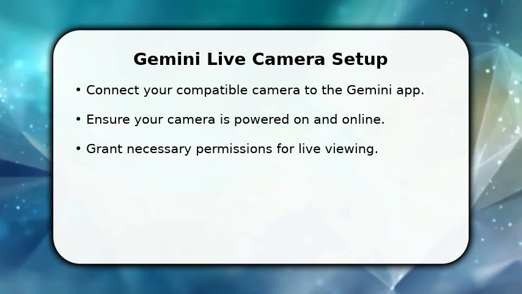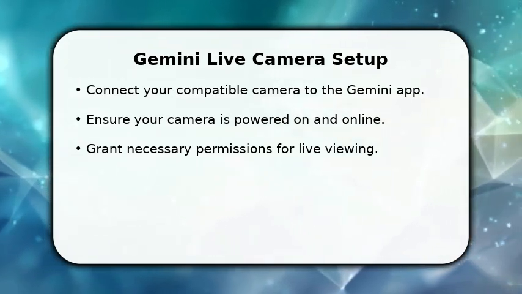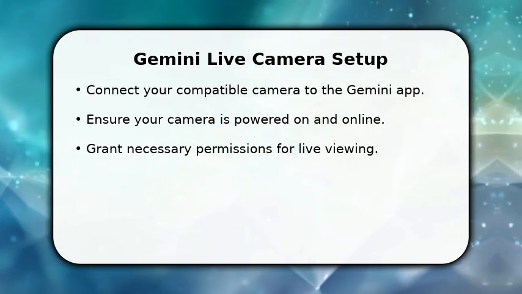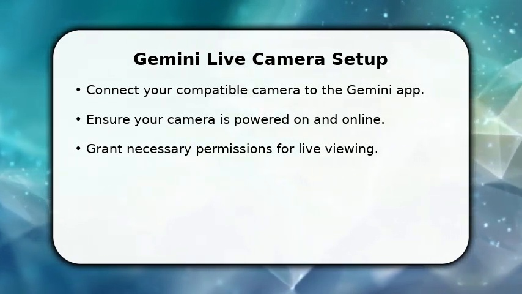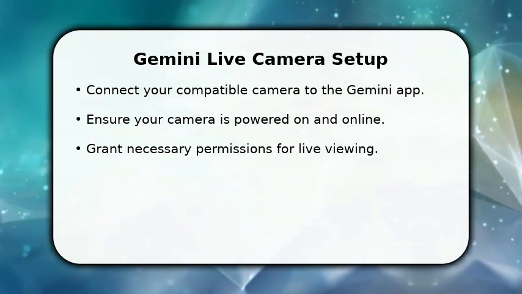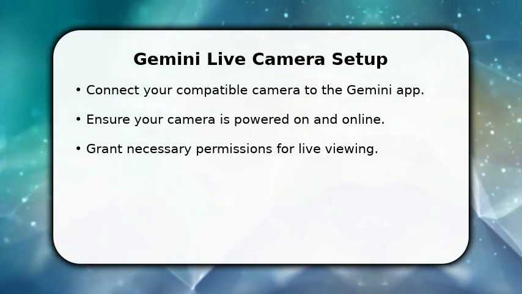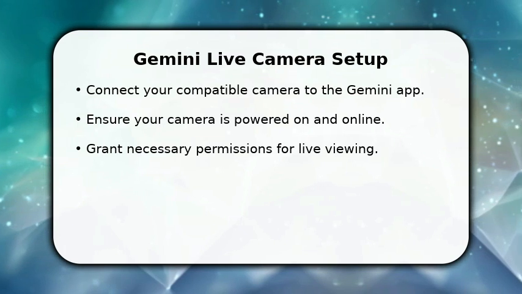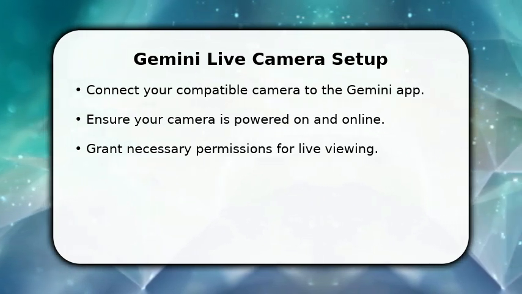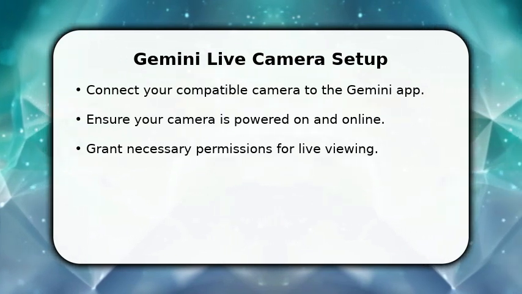Enjoy the video. In this video, I will explain how to set up your Gemini live camera. First, ensure your compatible camera is connected to the Gemini app. Make sure your camera is powered on and has an active internet connection. You'll then need to grant the Gemini app the necessary permissions to access your camera's live feed. This process is straightforward and gets you ready for real-time monitoring.